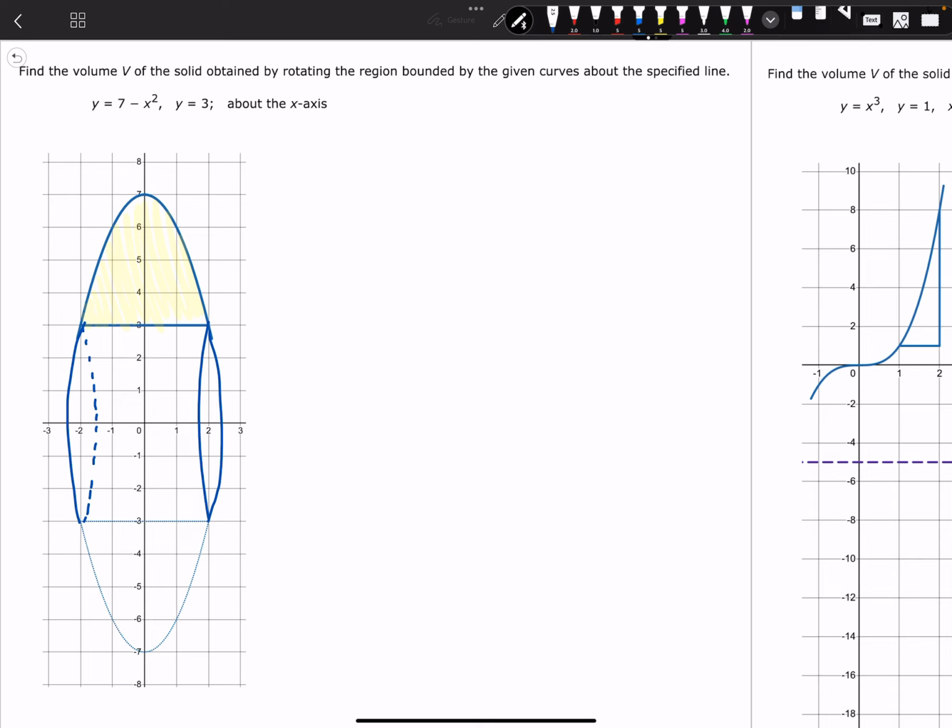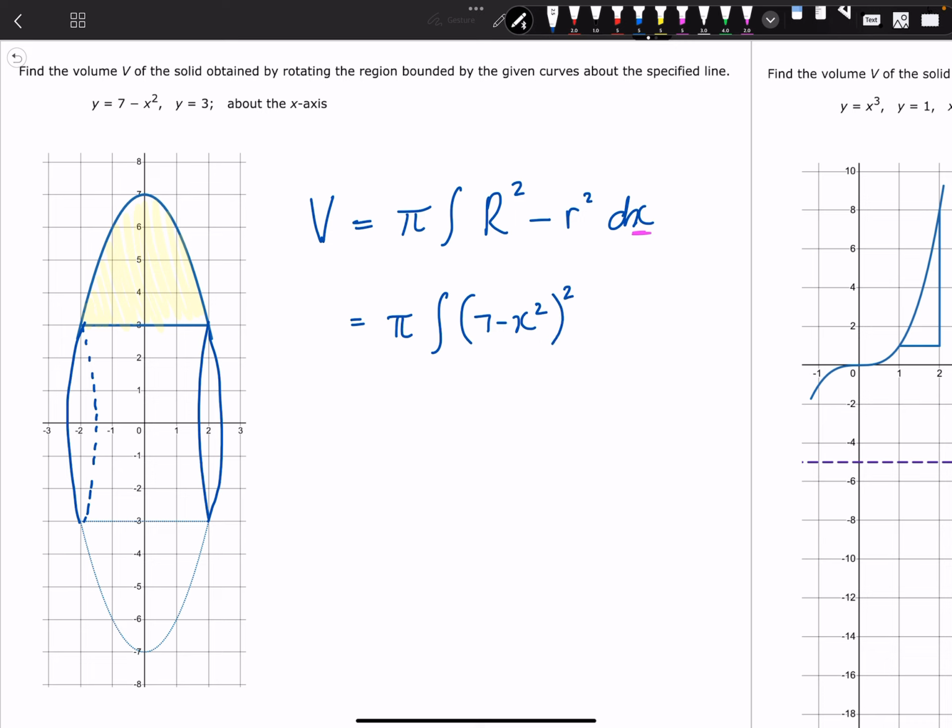So for this one, I'm going to use the washer method. Volume is equal to pi times the integral. So now we have big R squared minus little r squared dx. A few things that I want to point out. We are integrating with respect to x because we are rotating about the x-axis. And we have two radii, a big outside radius and a smaller inside radius. So for my problem, the big outside radius is going to be the graph of 7 minus x squared.